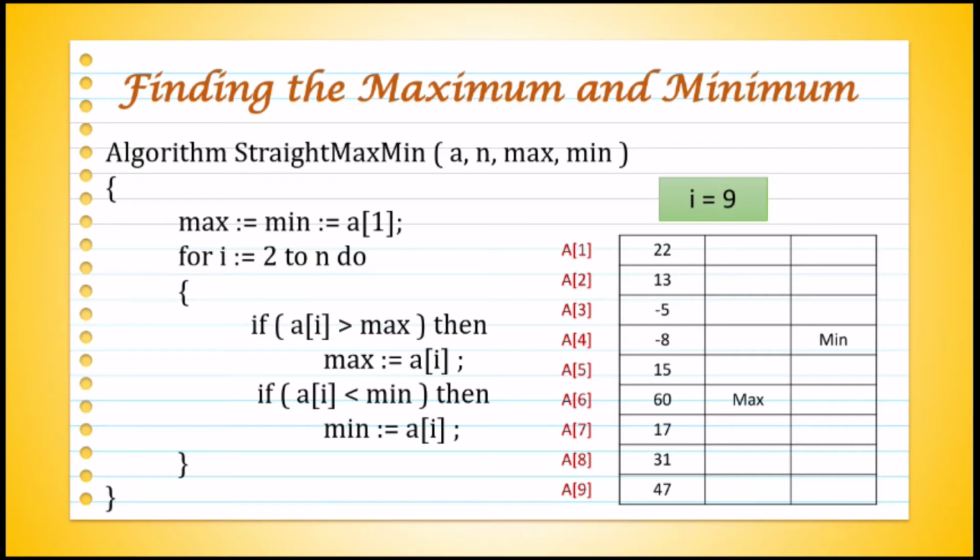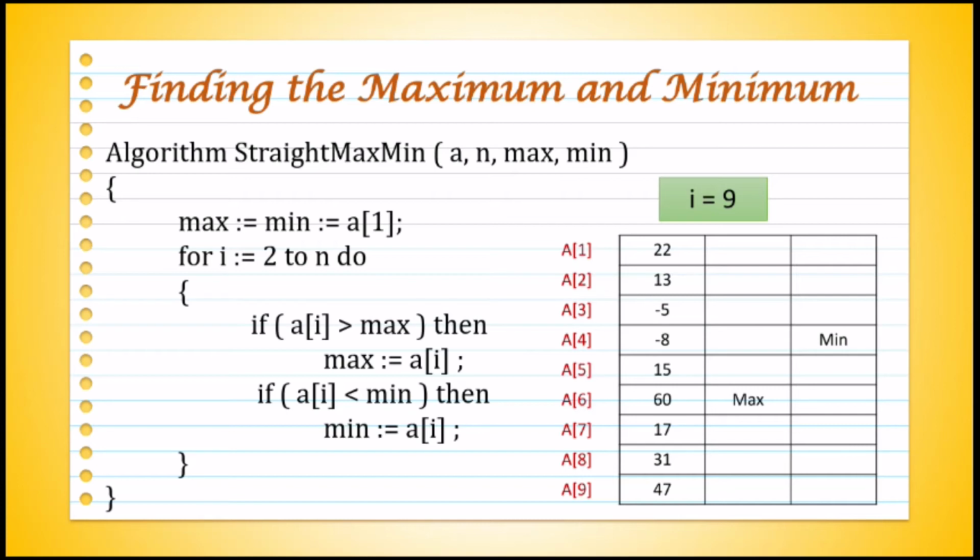So now if you see, the value which is stored in max is 60 and the value which is stored in min is minus 8. And these are the two numbers, that is maximum number is 60 and minimum number is minus 8. So in this way we can find the maximum number and minimum number from the given list. So this is the straightforward method to find the maximum number and minimum number.